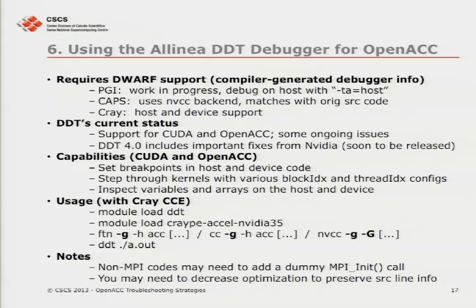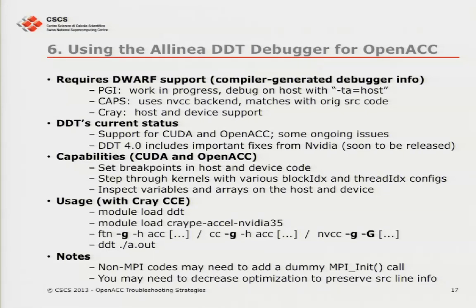In terms of capabilities, what can you do with DDT? If you're familiar with TotalView, it's very similar. You can basically set breakpoints within the host or device code. That means if you have an accelerator region, you can set a breakpoint within the accelerator region and run to that specific point. You can step through the various kernels. You can inspect variables and arrays on both the host and device. It's fairly easy to use, but again, we're ironing out some of the issues.